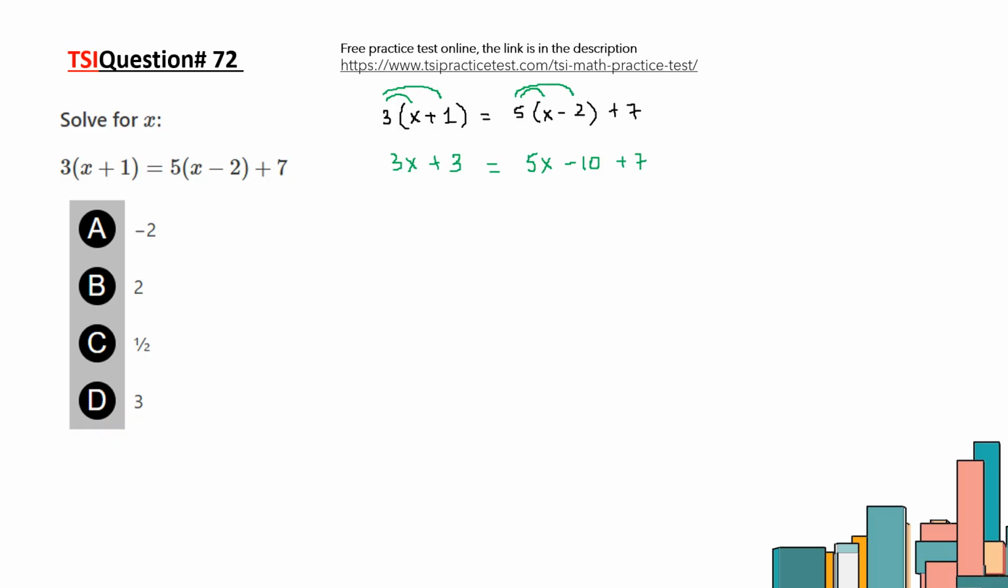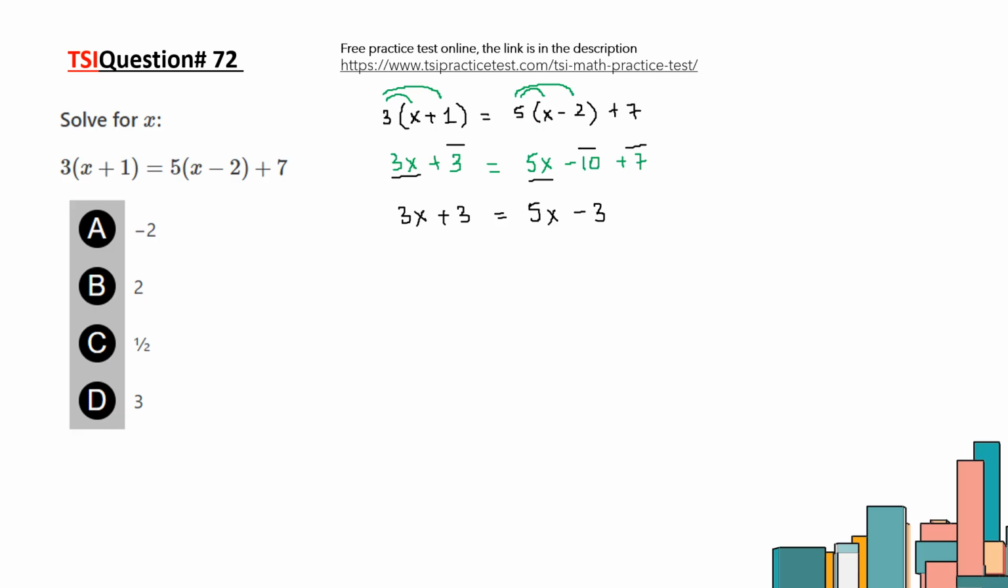So we combine like terms. We have x terms, and we have numbers. So we can add all the numbers together, right? Let's do it step by step. Let's keep the left-hand side at 3x plus 3. Then we have 5x. And then negative 10 plus 7, that is negative 3.